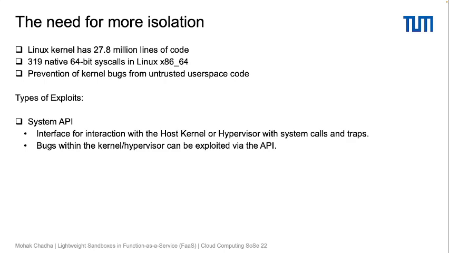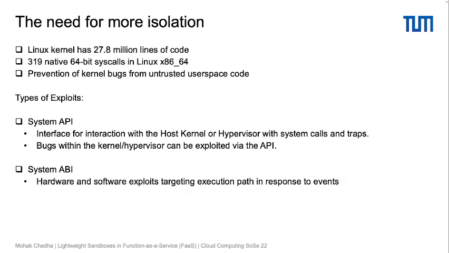So this is one type of attack which is commonly used. And there is another one, which is the system application binary interface, right? Where essentially what you try to do is find exploits in the execution path of whatever you are trying to run. So you run something, and you know that certain components will be executed after that, and then you try to find bugs in the flow, essentially.